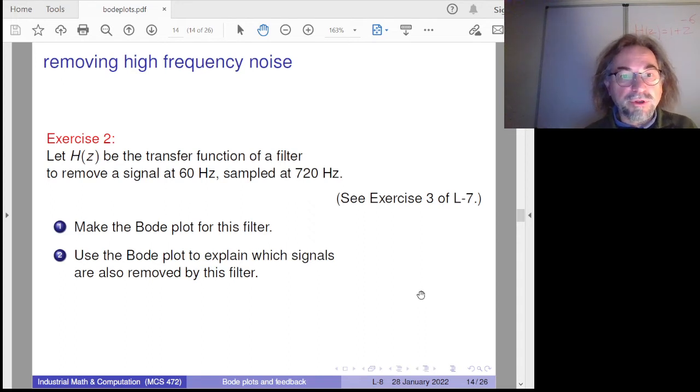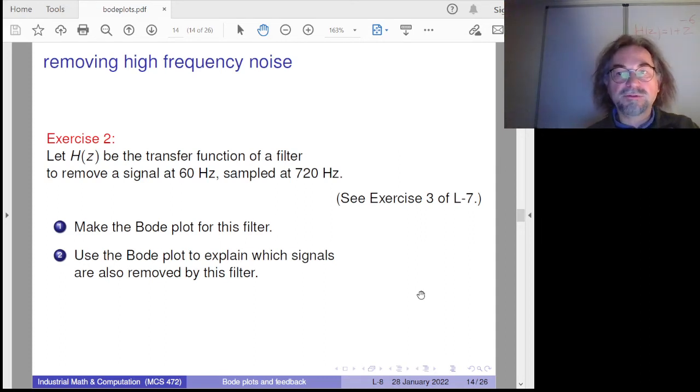So the Bode plot should reveal this. If you make the Bode plot, you should see the effect of this filter. If you make this Bode plot for 7 at a sampling rate of 720, you will actually see which signals. This will also be the signal that's running at 120 hertz you will lose.